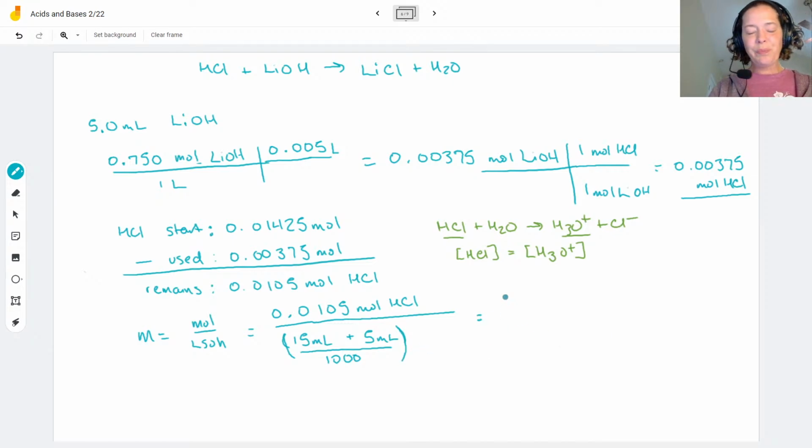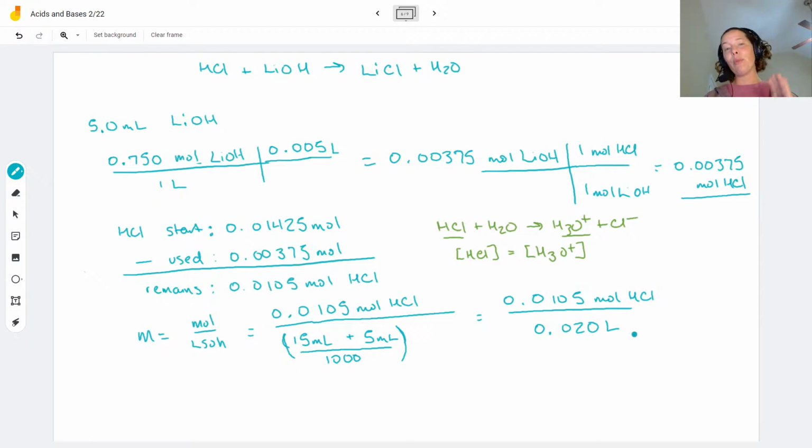So maybe I should make my parentheses a little bit bigger here. Let me just write it like this, so hopefully it's a little more clear. Moles of HCl over 0.020 liters, that's 20 milliliters. This is a part that a lot of students miss: when you're doing your liters of solution, it's liters of the whole solution, or you can think about how many liters you have in that Erlenmeyer flask that you're titrating in. Make sure you add the volume you started with plus how much you have added. In this case, we've added 5 milliliters of lithium hydroxide.